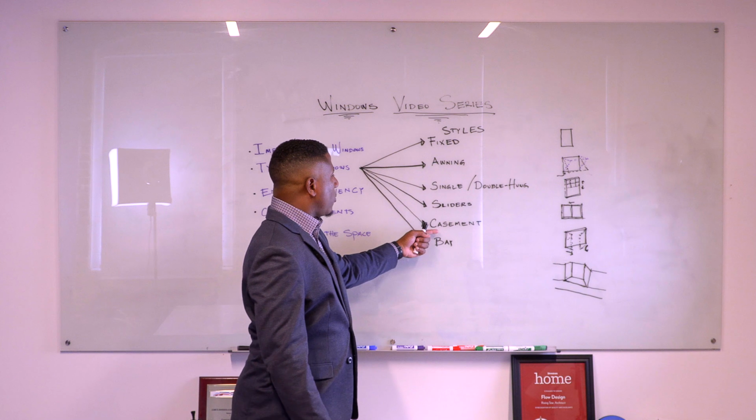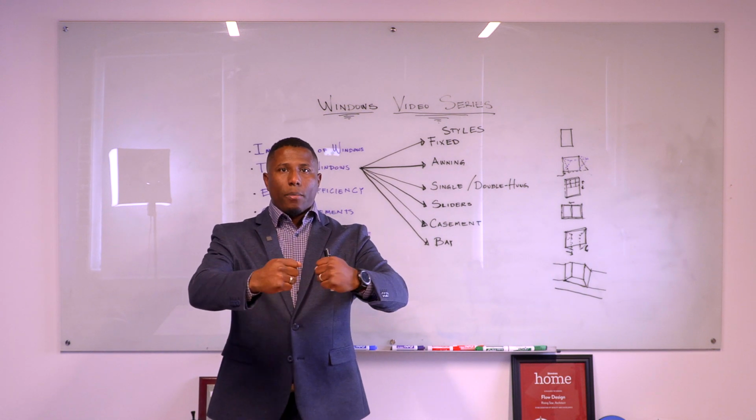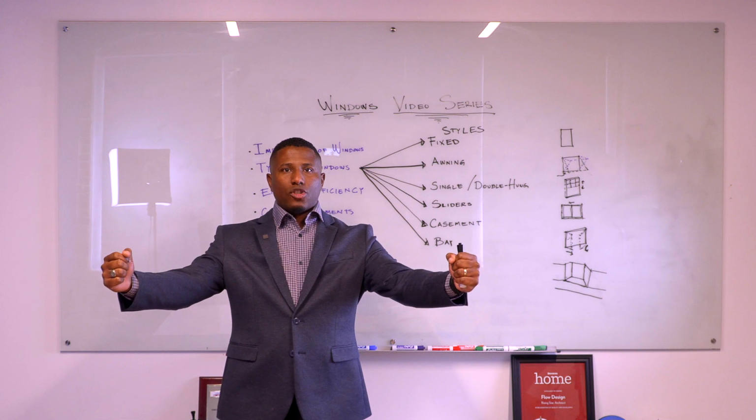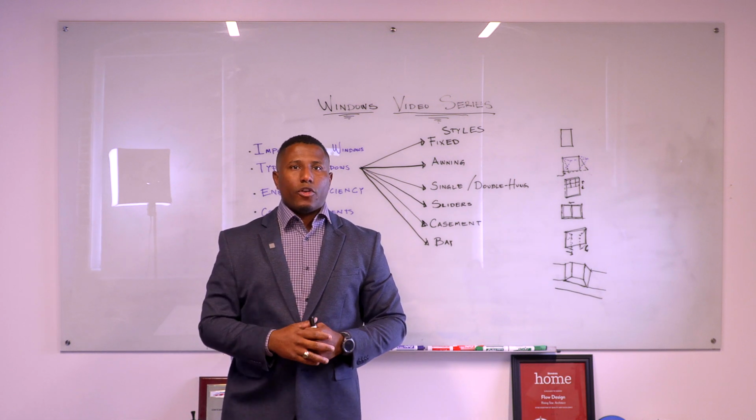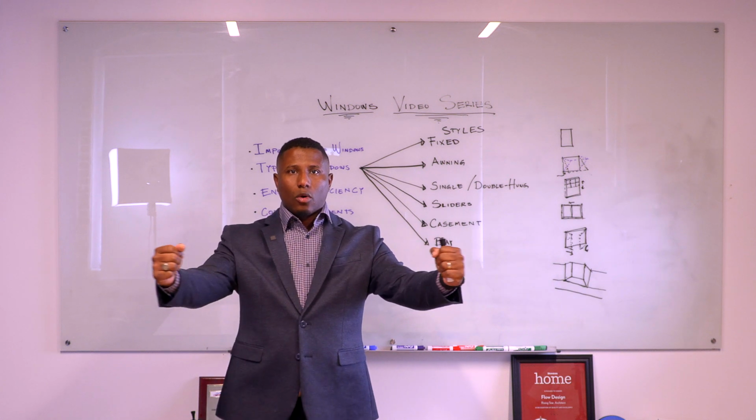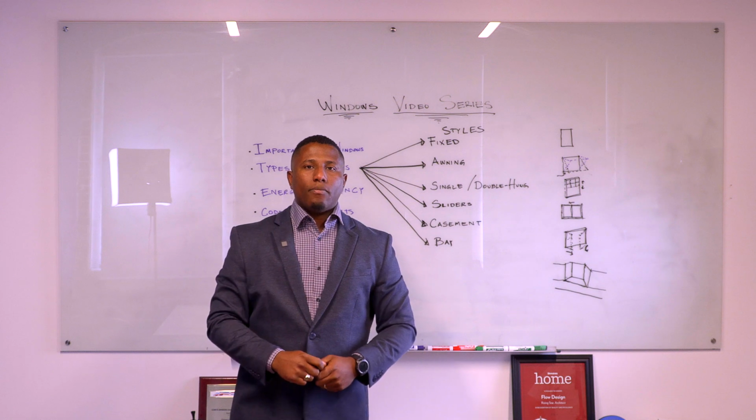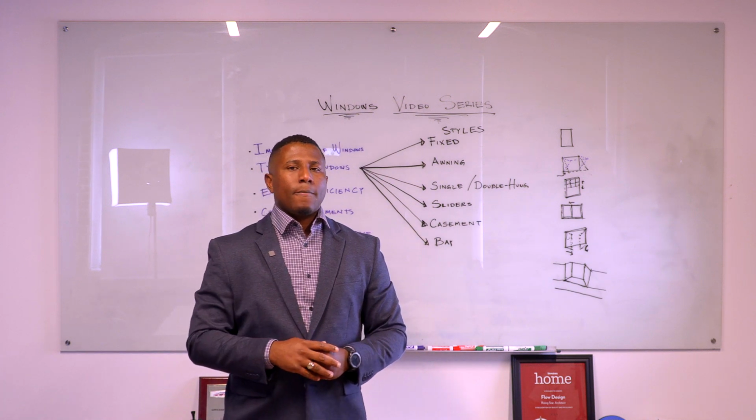One other type of window is a casement. A casement is a window that you can operate in both directions. Let's say you are in the living space, you can open that window all the way out. Those are good in order to connect two spaces.